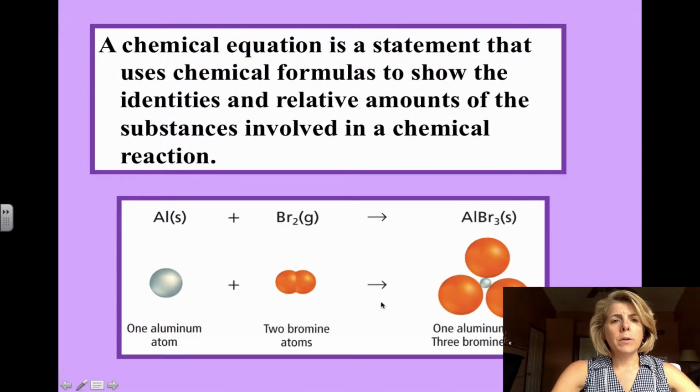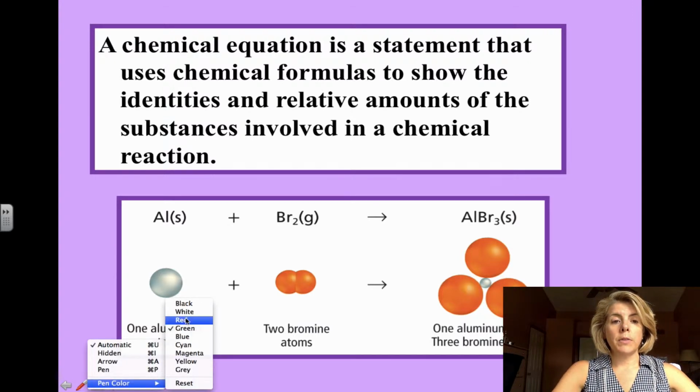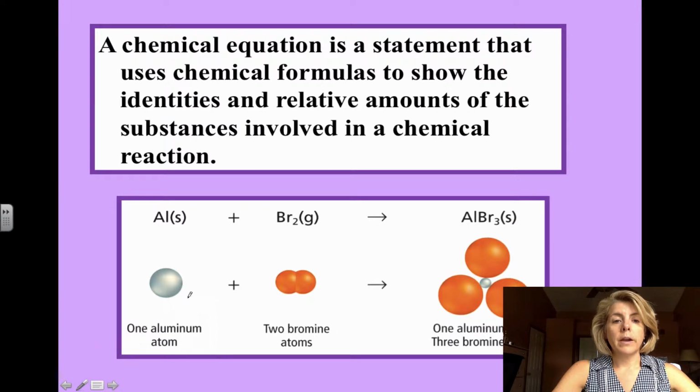Okay. Why do we do this? We need to keep the conservation of mass. The question is, is it balanced? It's very important when we're looking at chemical equations whether or not something is balanced. Now notice, if you look at the diagram here, we have one aluminum atom, we have two bromine, and we're ending up with 3. So the question is, is this a balanced chemical reaction? The answer is no. Now, we're forming the correct substances, but we don't have the correct amounts.